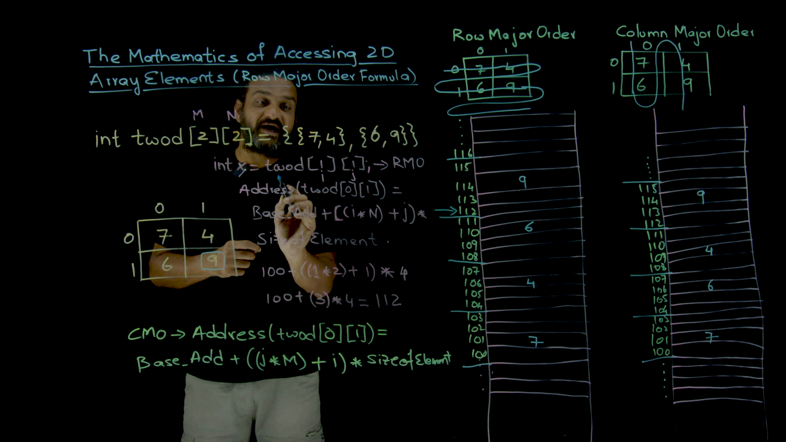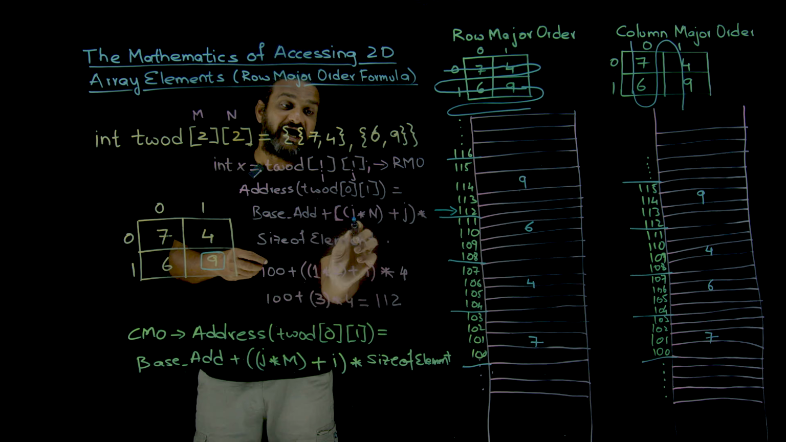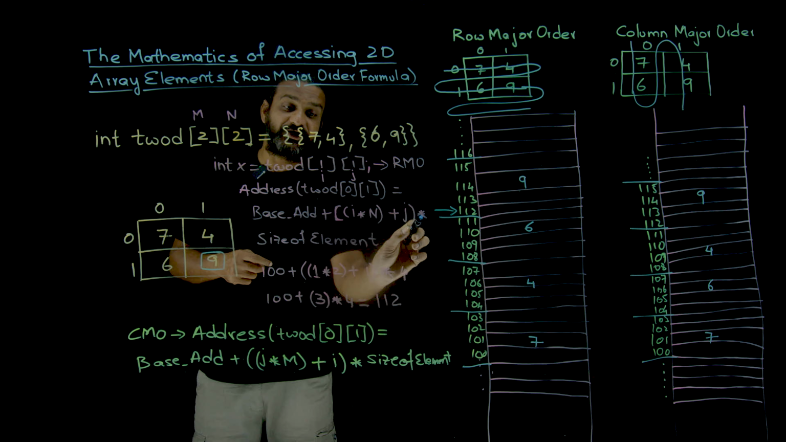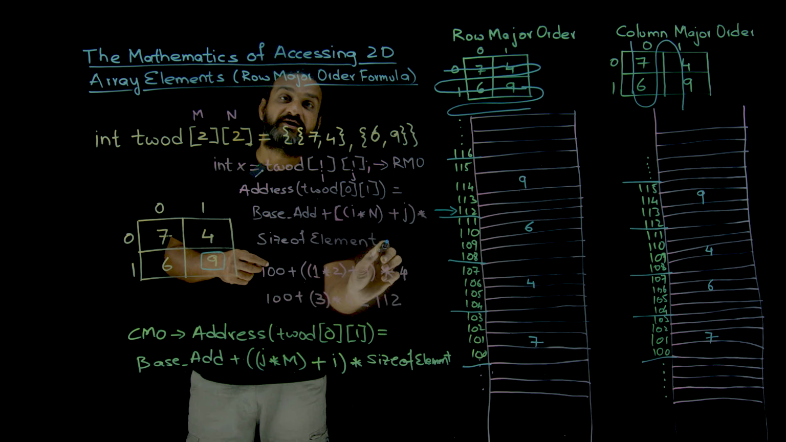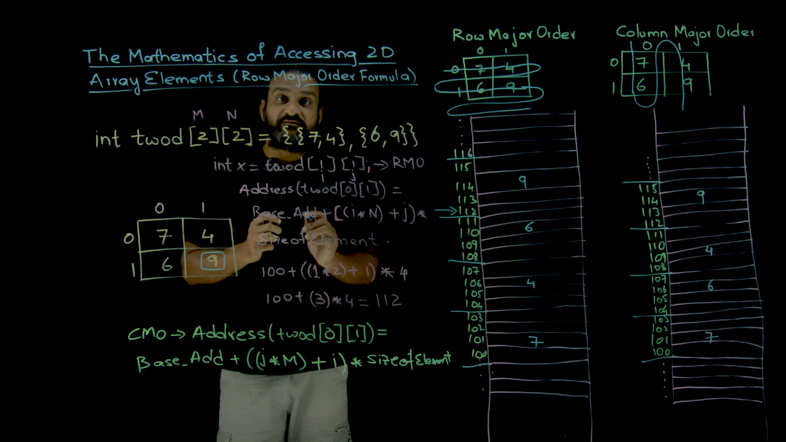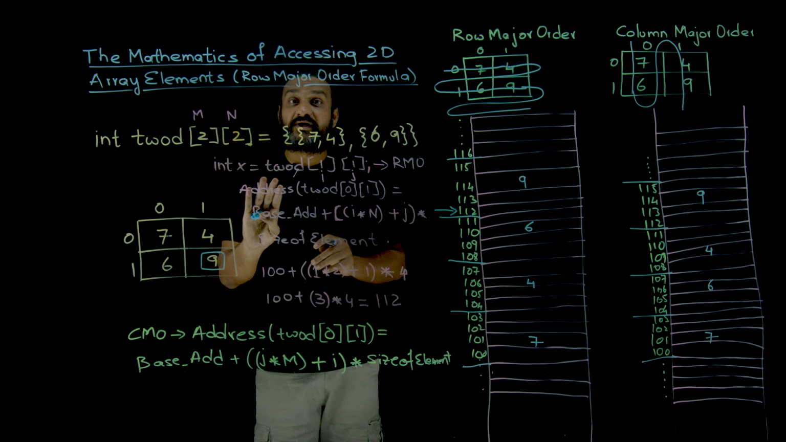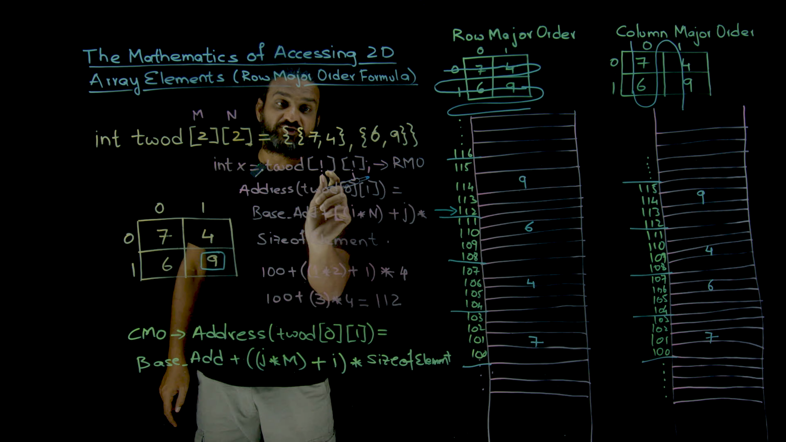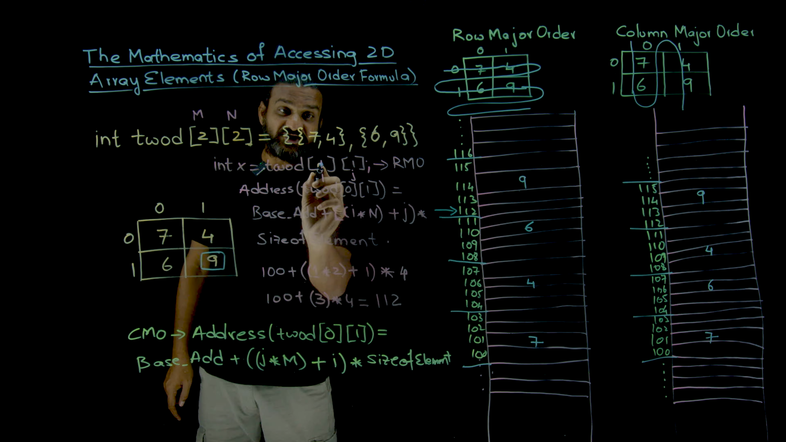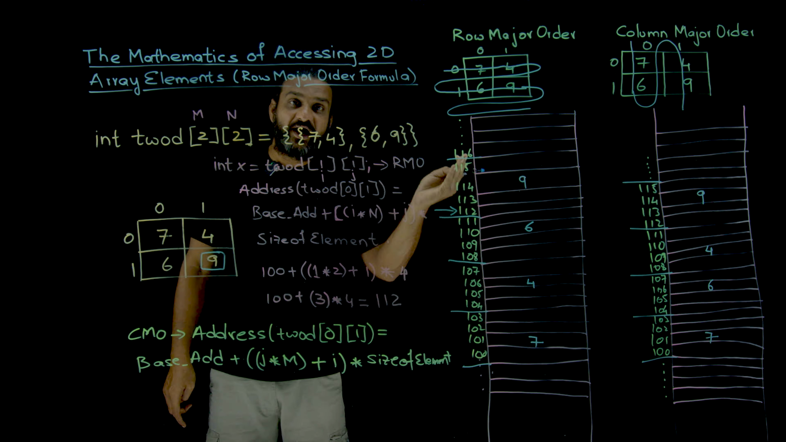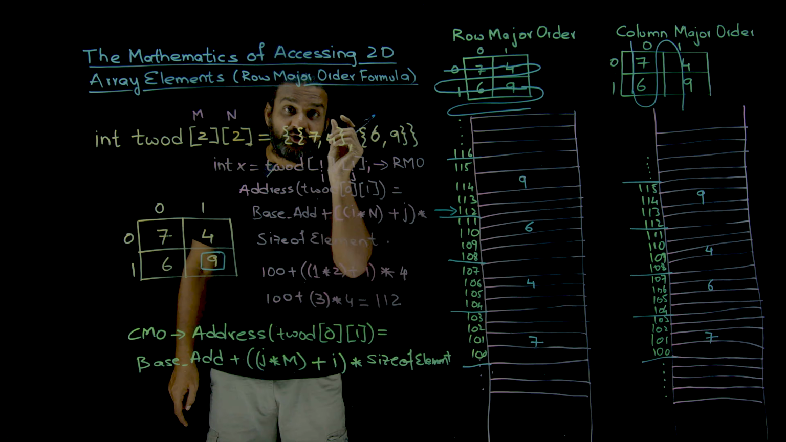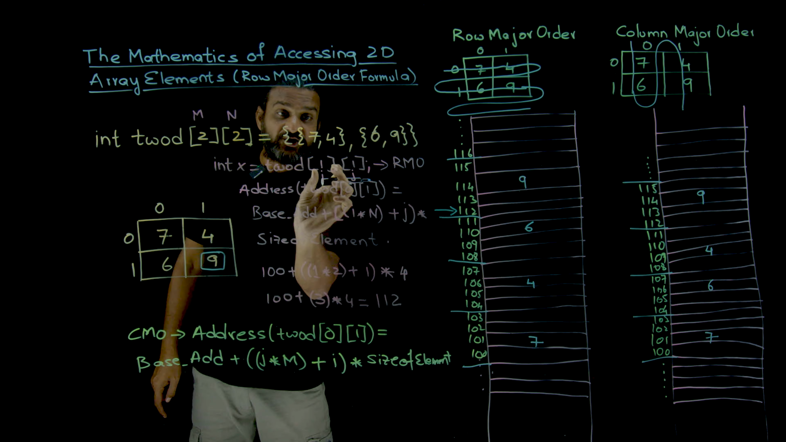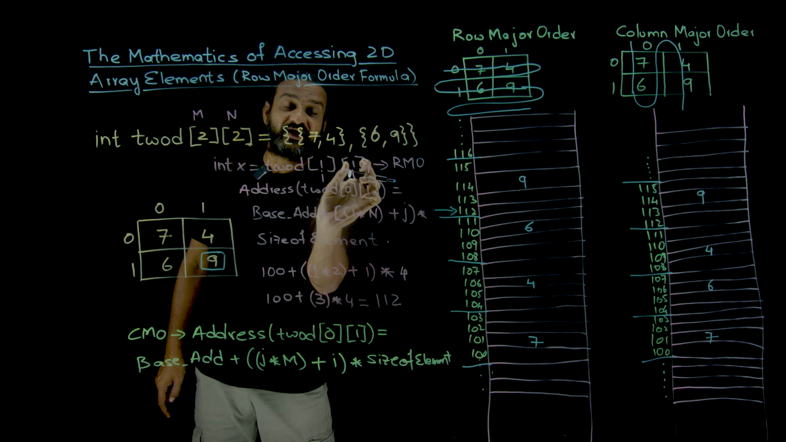The formula is base address plus (I into n plus j) into size of element. So this is the formula. Now we will understand. No need to remember any formula. And one more point that I want you to understand is, based upon the element that we are trying to access, the row index and the column index. Here we are trying to access 1 and 1, the first row, first column element.